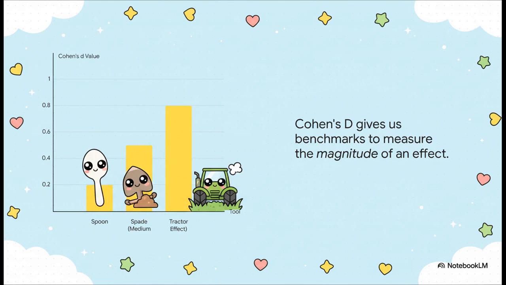Now, to make this super practical, we often use a measure called Cohen's d. It's great because it gives us these simple benchmarks to understand the impact. So think of it this way. An effect size around 0.2, that's small, that's our spoon. An effect size of 0.5 is medium, that's our spade. And anything 0.8 or higher, that's a large, really powerful effect. That's our tractor. It gives everyone a common language to talk about impact.